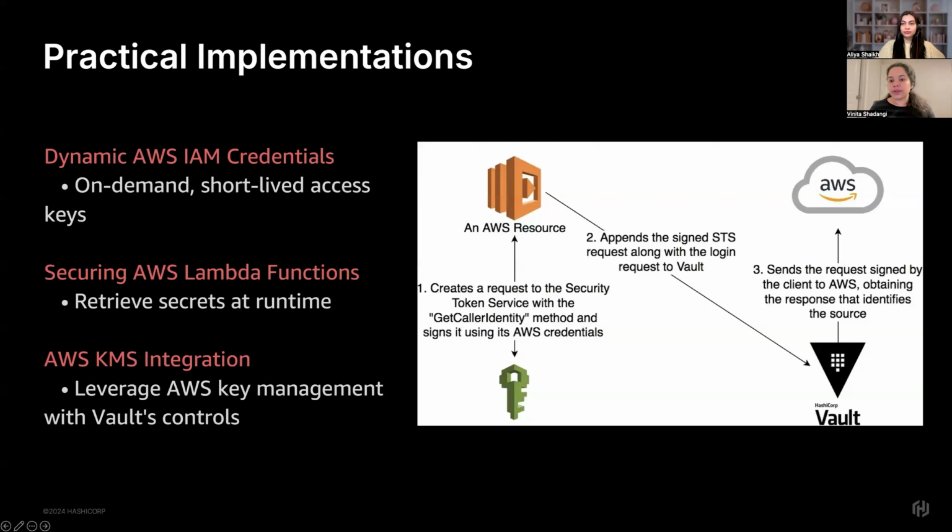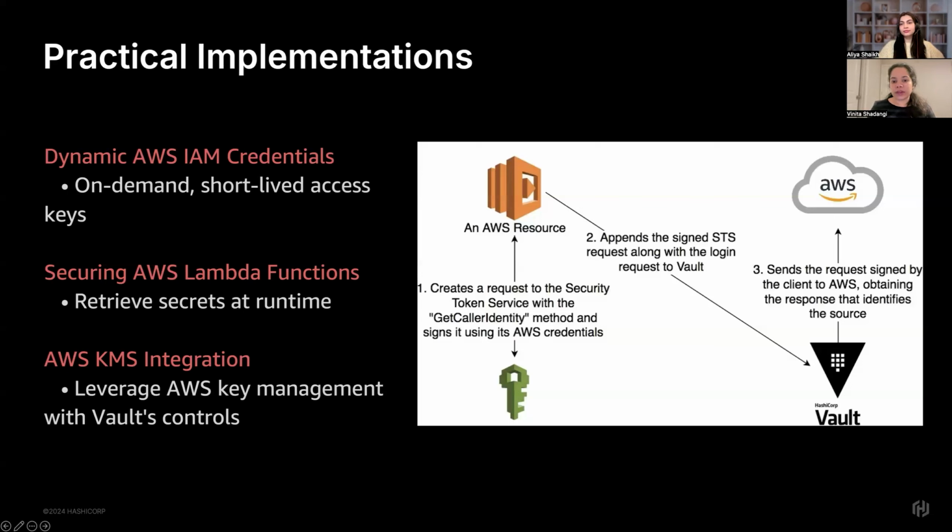The second implementation is securing AWS Lambda functions. Vault can be used to secure secrets used by AWS Lambda functions. So instead of hard coding secrets or storing them in environment variables, Lambda functions can retrieve secrets directly from Vault at runtime. This keeps your secrets out of your code and provides an audit trail of secret access.